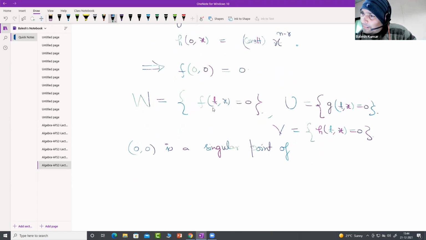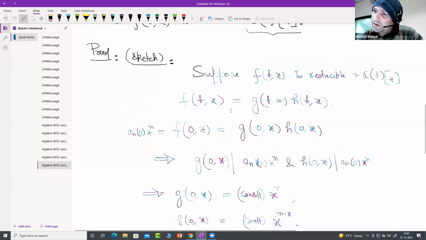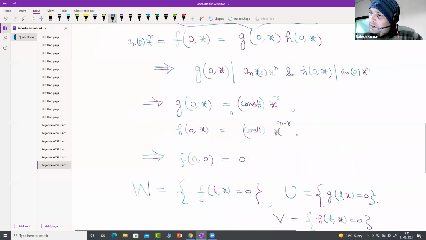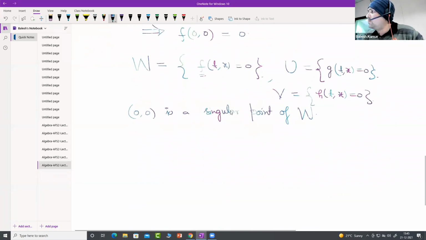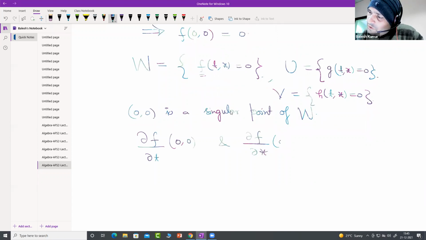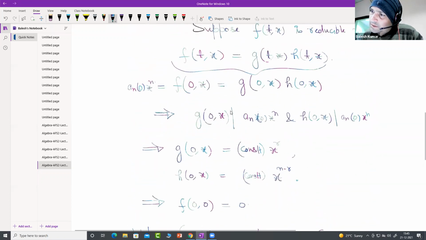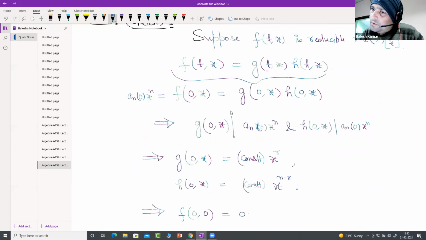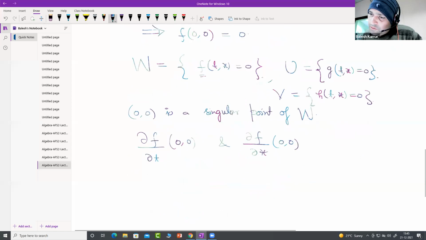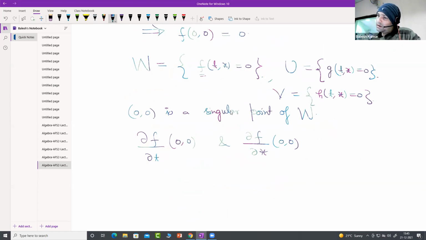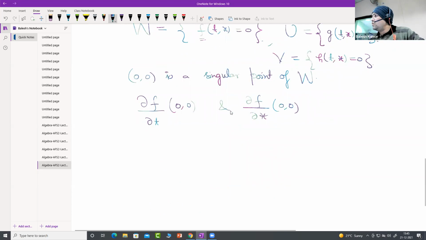of this variety W, or one can say a singular point of the polynomial f. And this can be proved just because we have this nice factorization, f of t, x equal to g of t, x times h of t, x. If we take the derivatives, for example del f over del t at 0, 0 and del f over del x at 0, 0, and use this factorization of f in terms of g and h, doing the partial derivative with respect to t and x, then one can in fact prove that they will be vanishing. Therefore one can say that 0, 0 is a singular point.